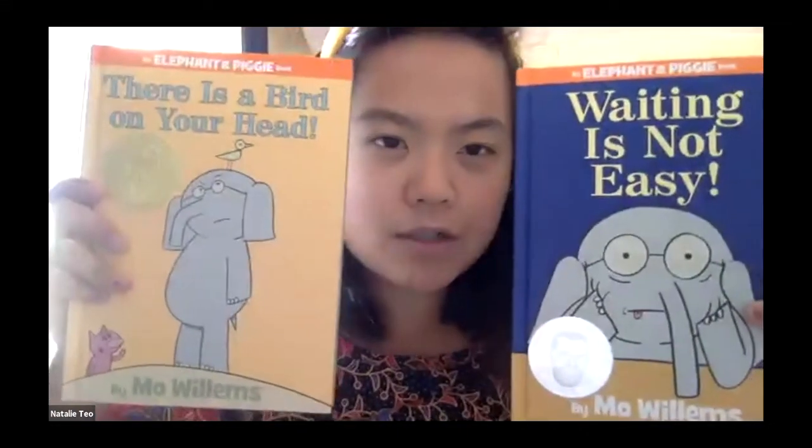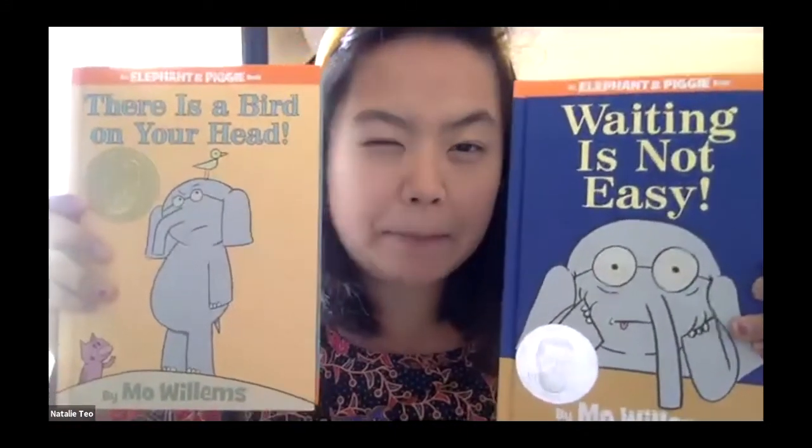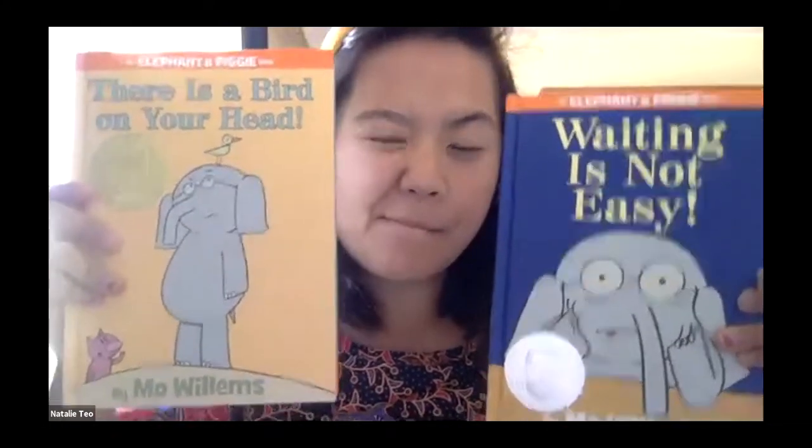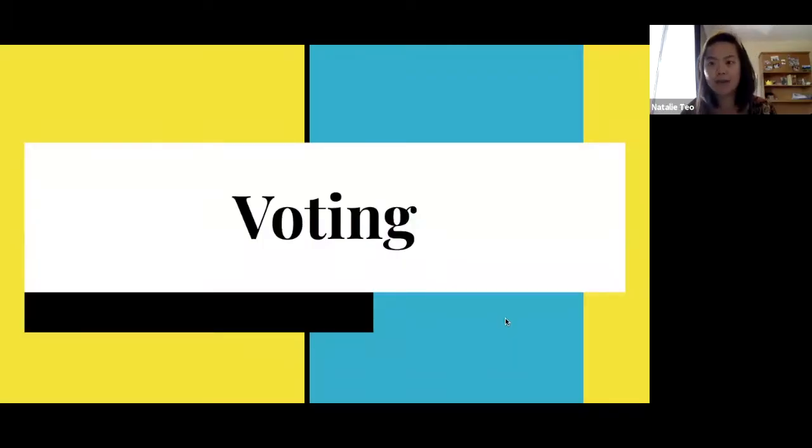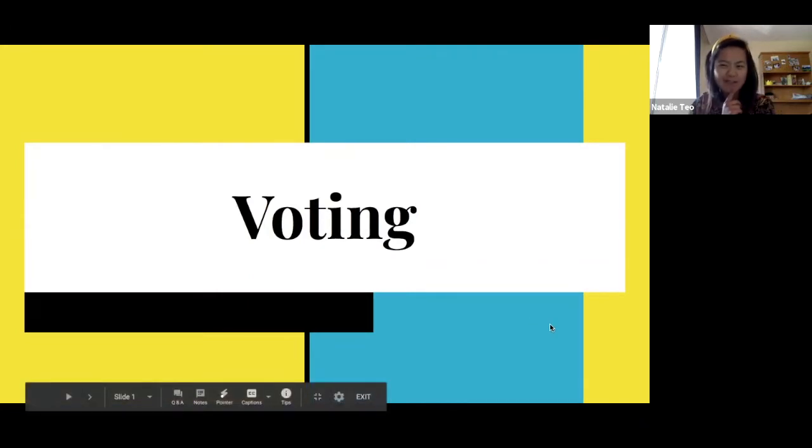Which book should we read today? Which one do you think you would like better for the whole class to read? Let's take a vote if we cannot decide. But what is voting? Today, we are going to learn a little bit about what voting is. Let's think. Have we voted before in class?